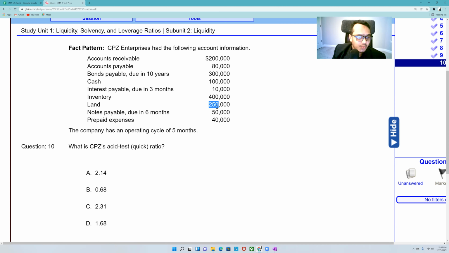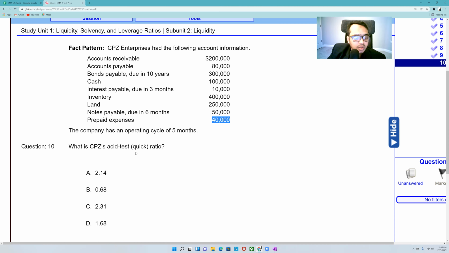Land, do we have to take? No. Notes payable in 6 months, yes, we have to take. And prepaid expenses, do we have to take? No, we do not have to take it. It comes under current assets, but not under the quick test. Okay, so let me just put it down here. So accounts receivable 200,000 plus cash 100,000, and inventory I do not have to take, nothing else.